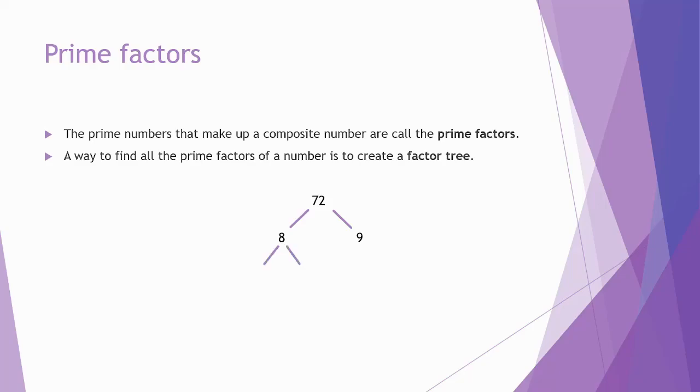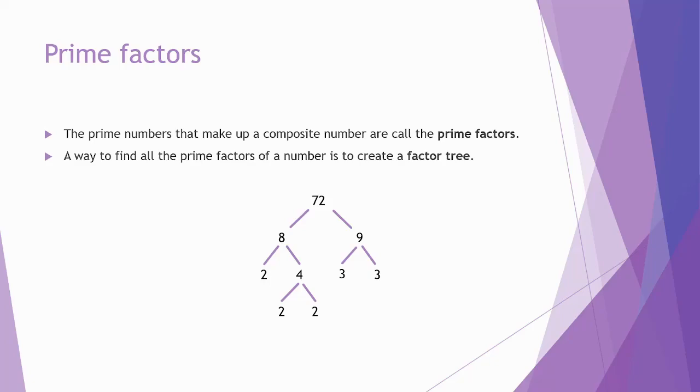So let's find the factor pairs for 8. And this time we'll pick 2 and 4 because 2 times 4 is 8. Now 2 is already a prime factor, so we can't go any further with that. But 4 is not prime yet, so let's find the factor pairs for that, which is 2 and 2. And we do the same with 9. 9 is not a prime number, but we can find the factors, which are 3 and 3, and they are all prime numbers. So those bottom numbers, the 3 2s and the 2 3s, are all prime numbers.